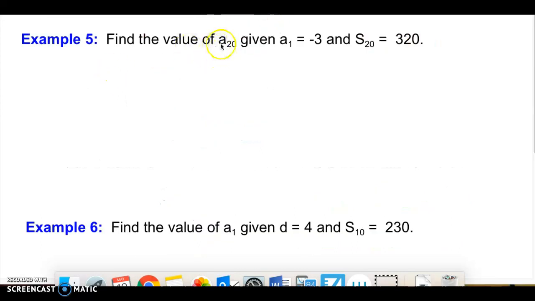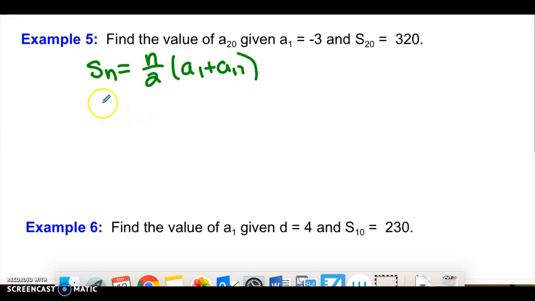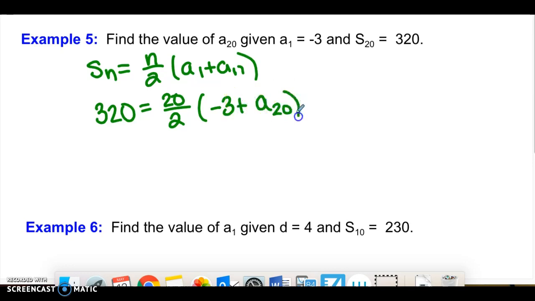Okay, in this one, we want to know A20. We're given A1 is -3, and the sum is 320. So our formula for sum is going to be Sn equals n over 2 times A1 plus An. So we know the sum is 320. We know there are 20 total terms. We know A1 is -3, and we're trying to find A20.